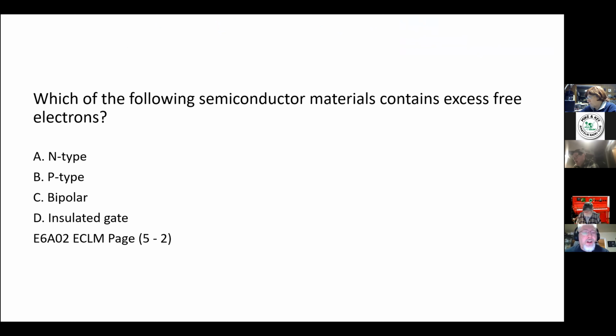Which of the following semiconductor materials contain excess free electrons? A, the N-type, B, the P-type, C, bipolar, or D, insulated gate? P, I think. A. Alpha is correct. Oh, N-type, okay.